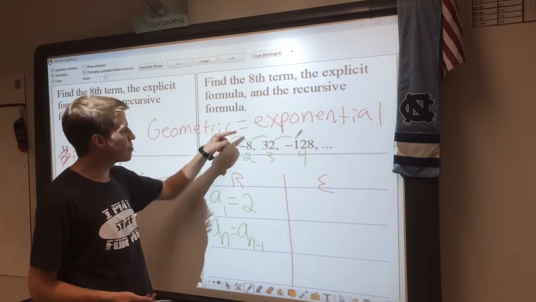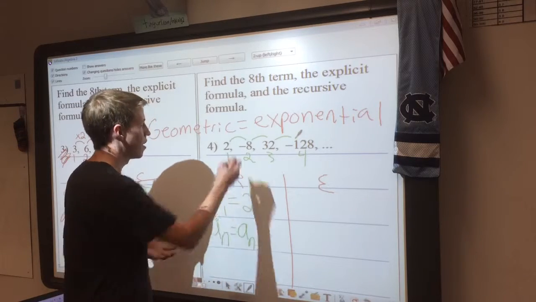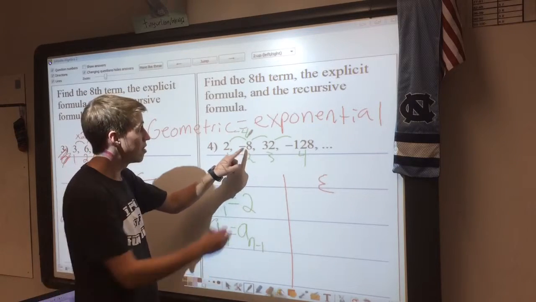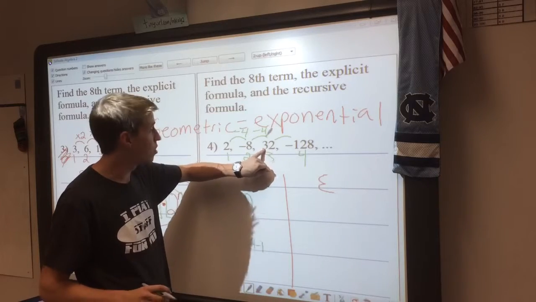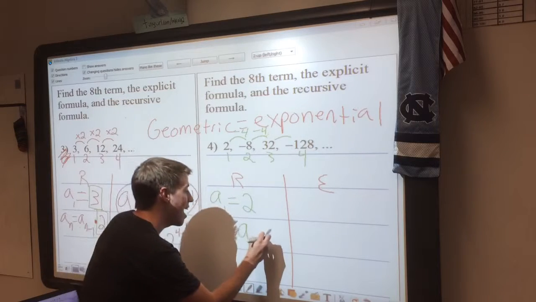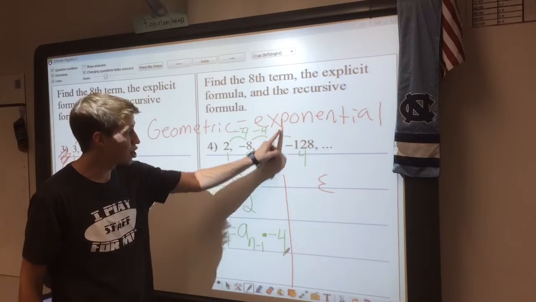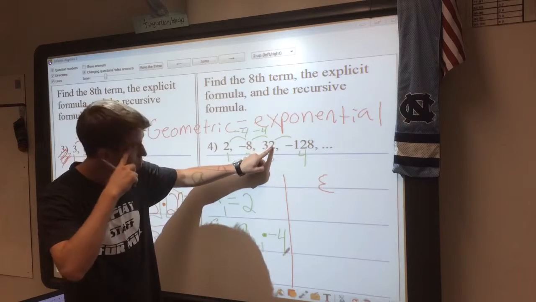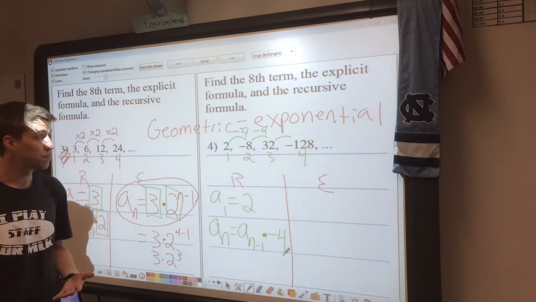I know that 2 times 4 is 8, but 2 times 4 is positive 8. So how do I make it negative? I have to make that a negative 4. 2 times negative 4 is negative 8. Negative 8 times negative 4, negative times a negative, is a positive 32. So that works out with my pattern. So down here, it's times negative 4. If I want number 3, I have to go to the previous term and ask myself, what do I do to negative 8 to get to 32? I multiply times negative 4. My recursive formula is done.